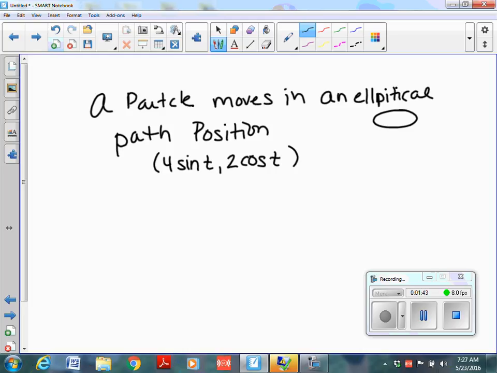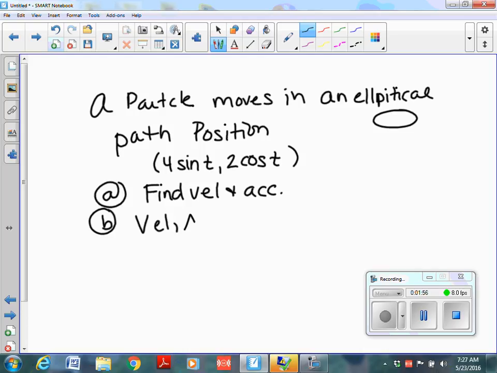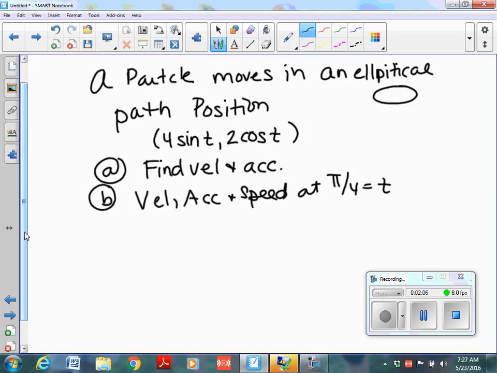They want you to do A, they want you to find the velocity and acceleration, and B, they want you to find the velocity, acceleration, and speed at pi over 4. Okay, so first thing I'm going to do is I'm going to find A, the velocity and the acceleration.